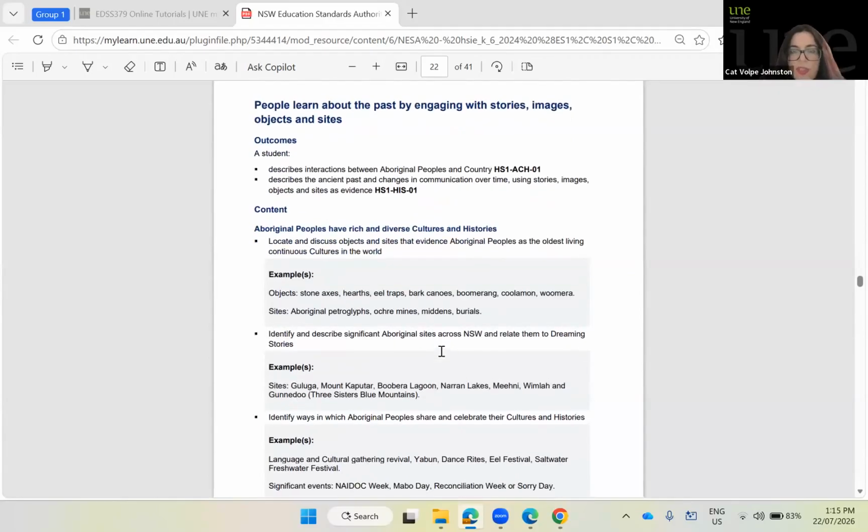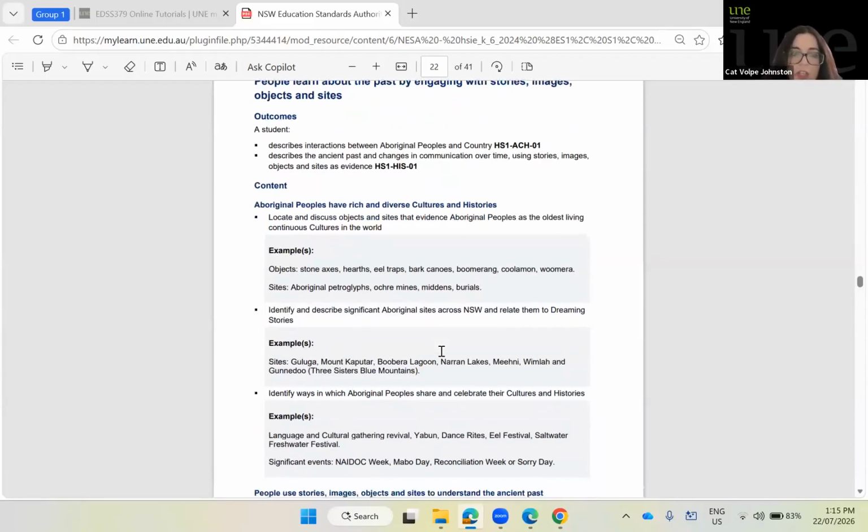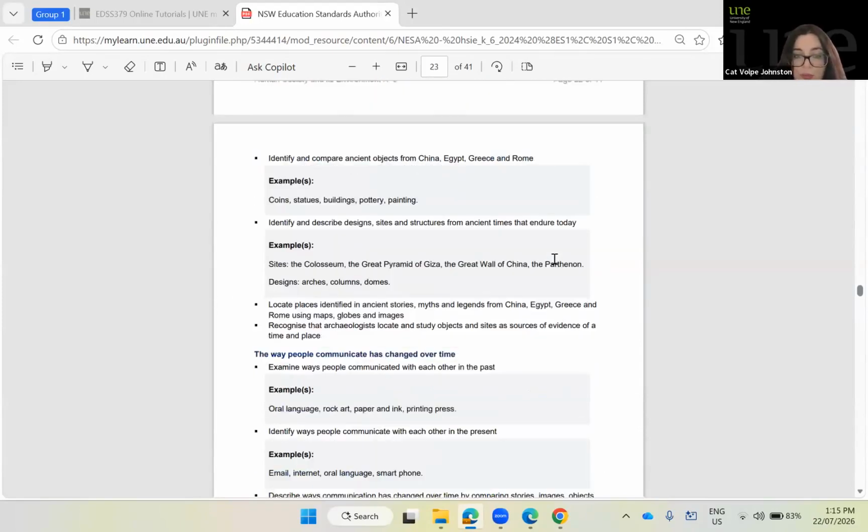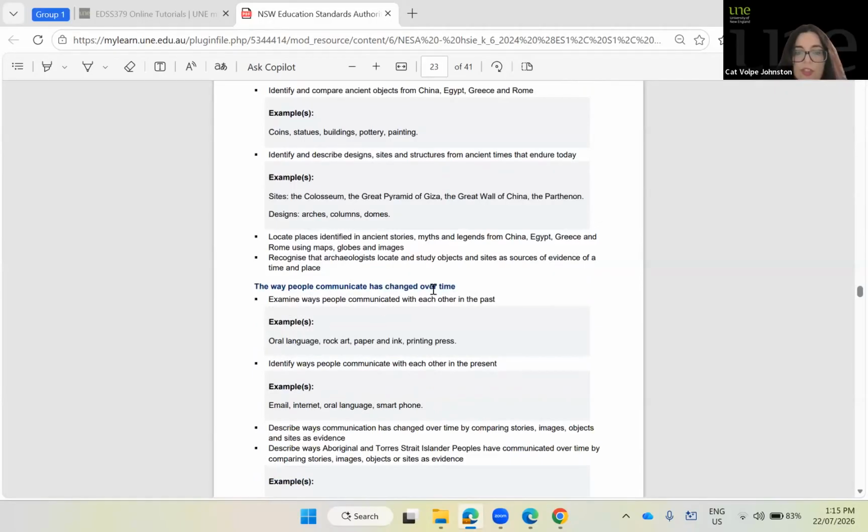People learn about the past by engaging with stories, images, objects, and sites. Again, we have those 2 outcomes. What are the 4 sections we have here? Aboriginal people have rich and diverse cultures and histories. People use stories, images, objects, and sites to understand the ancient past. We've got that ancient past element coming through. The way people communicate has changed over time.